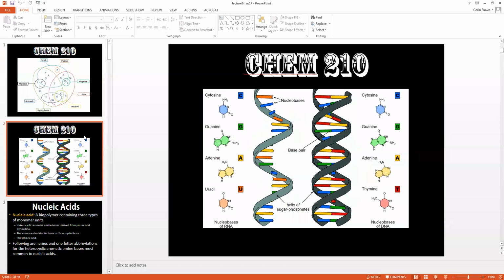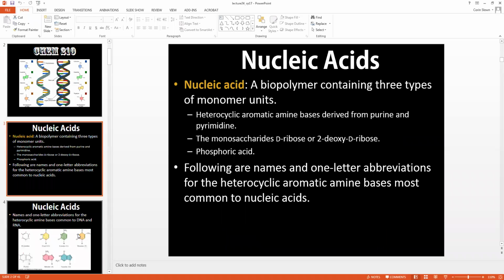So today we're going to take a look at nucleic acids. This is the last of our primary metabolites. So a nucleic acid is a biopolymer that contains three types of monomer units. There's a heterocyclic aromatic amine base, either a purine or a pyrimidine. There's the sugar, the monosaccharide D-ribose or 2-deoxy-D-ribose. Then there's phosphoric acid. So the names and one-letter abbreviations you have to be familiar with.